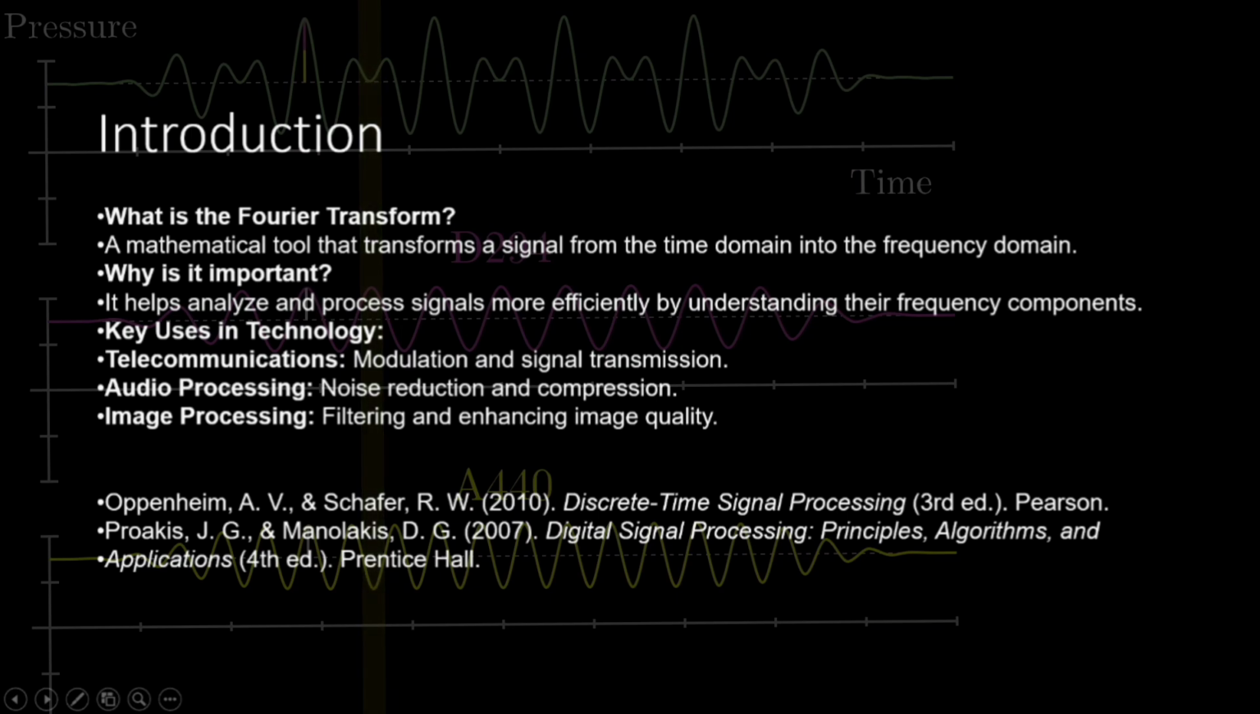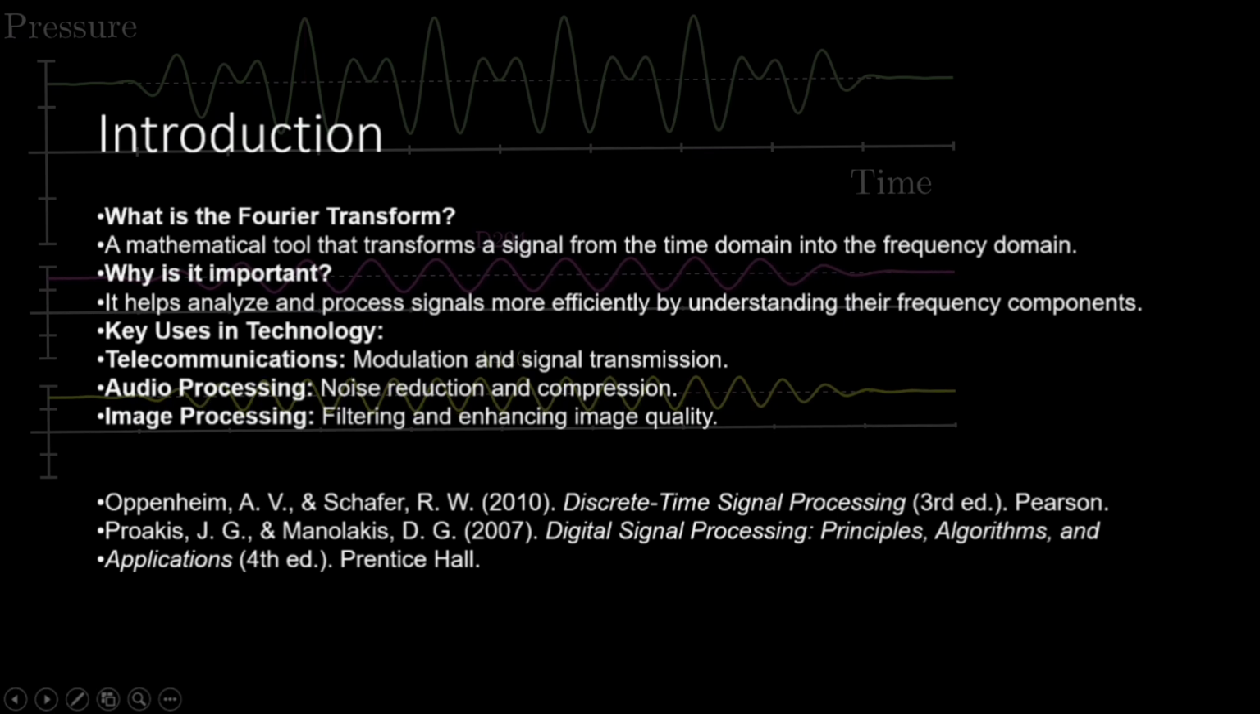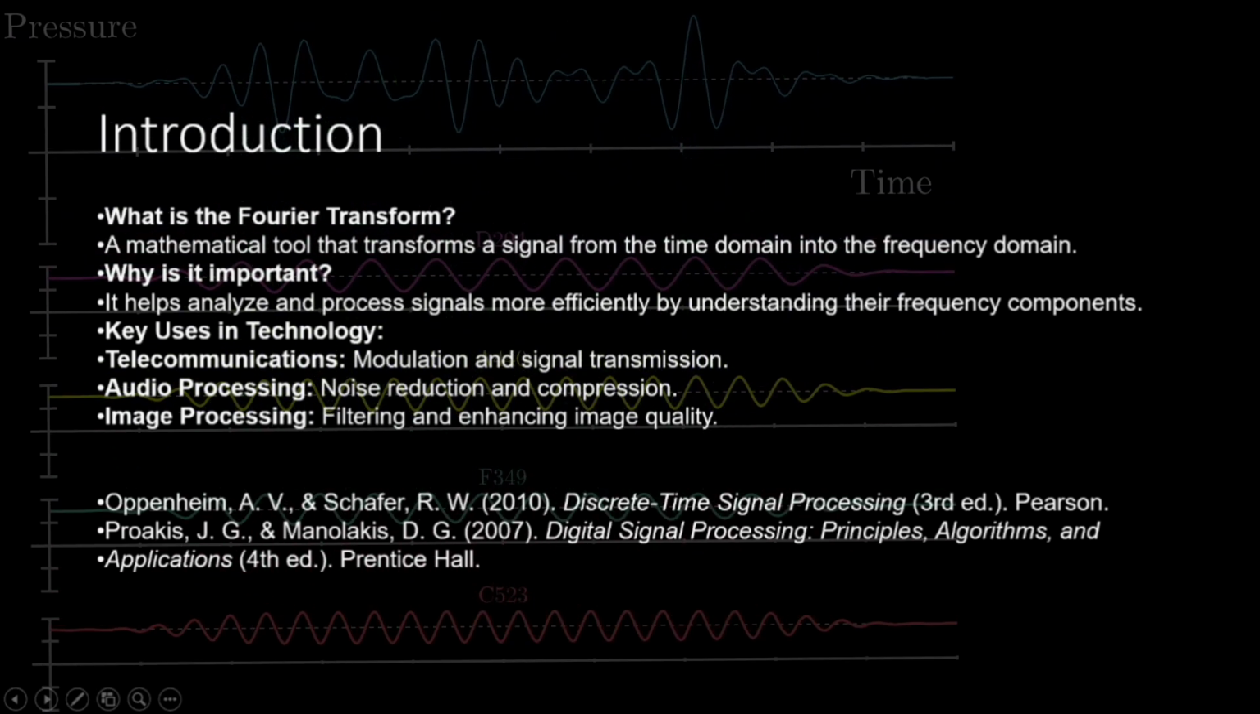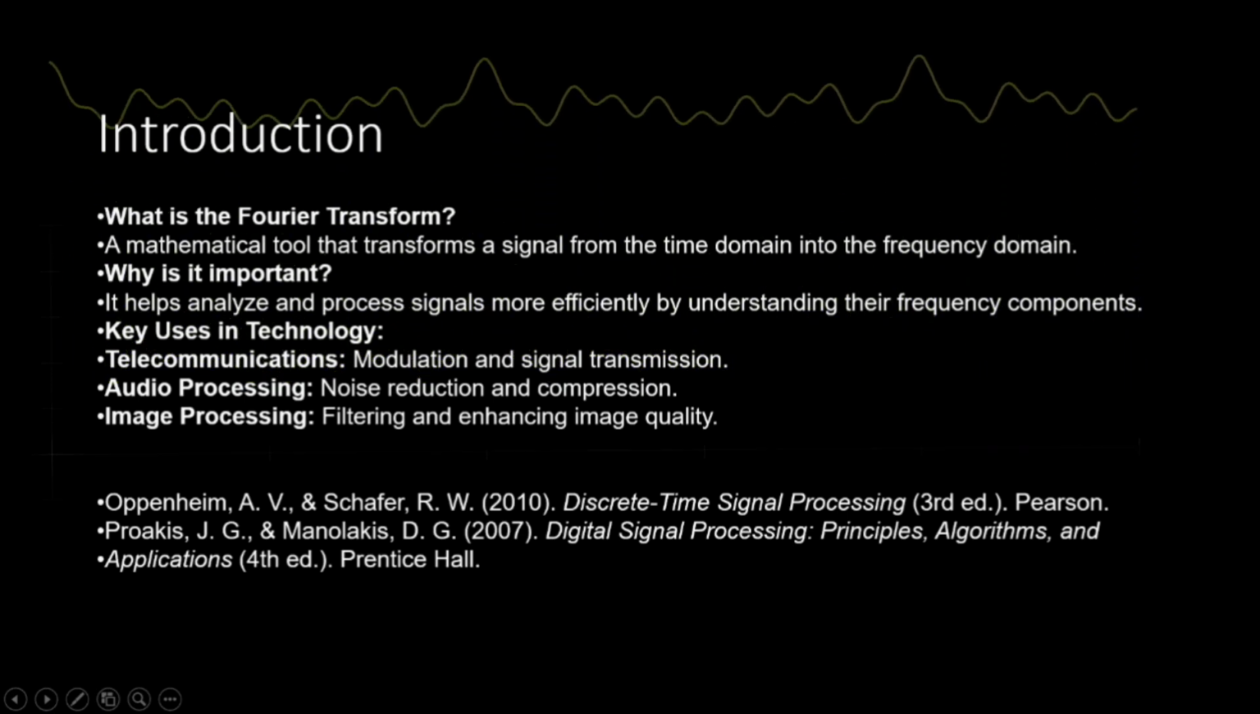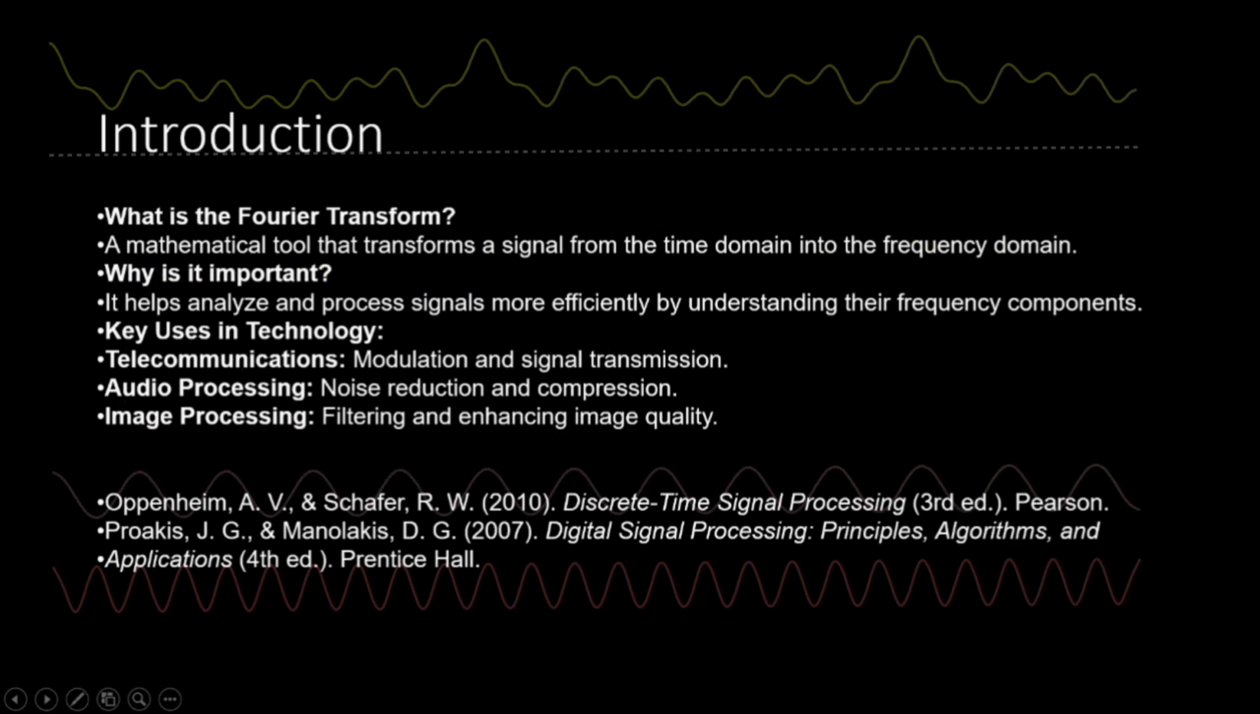Well, it's everywhere in the technology we use today. Whether it's your phone compressing an audio file, a video streaming service ensuring high quality images, or your internet provider transmitting data, the Fourier transform is working behind the scenes to make all these systems efficient and reliable. Its ability to manipulate and analyze signals is indispensable in telecommunication, audio processing, and image processing.